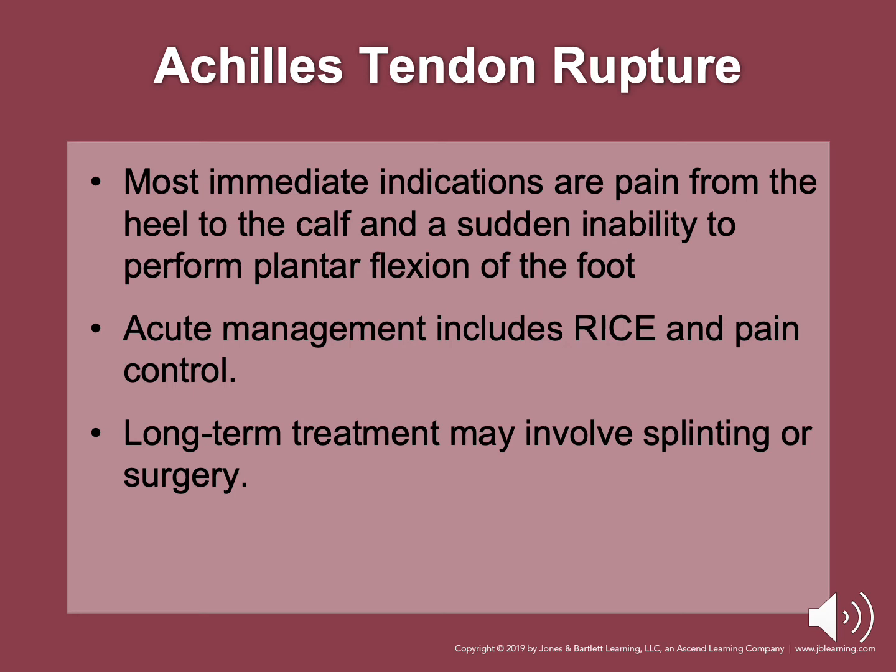Achilles tendon rupture. This usually occurs in athletes older than 30 years involved in start and stop activity. Most immediate indications are pain from the heel to the calf and a sudden inability to perform plantar flexion of the foot. Acute management includes RICE and pain control. Long-term treatment may involve splinting and surgery.